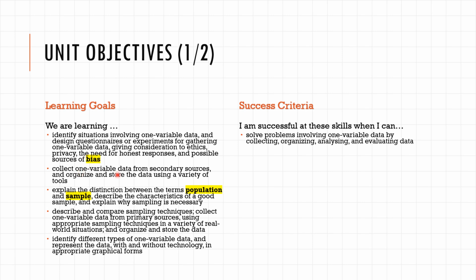We'll also collect one variable data. So once we're done figuring out what situations involve it, we'll start collecting it from secondary sources. And we'll organize and store that data using all sorts of tools, especially spreadsheets.